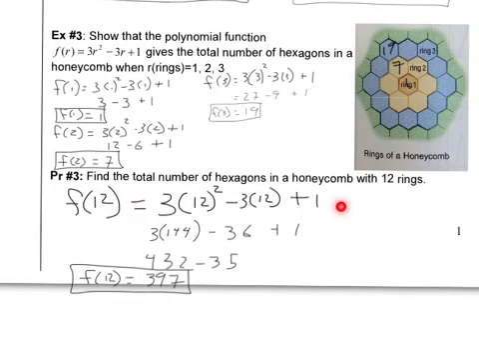Okay, so this one took a little bit more work probably to figure it out, but not too bad. Just plug in a 12. When you do that, you should work it out, and finally you should get 397. That means at the 12th ring of this guy, you're going to have a total of 397 hexagons. All right, let's go to the next page.